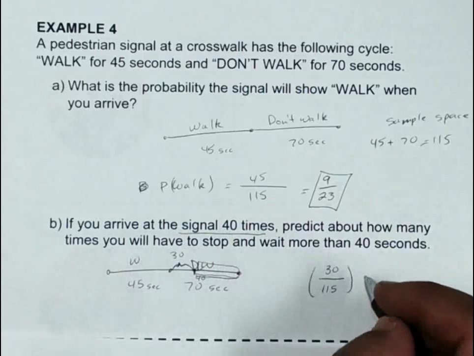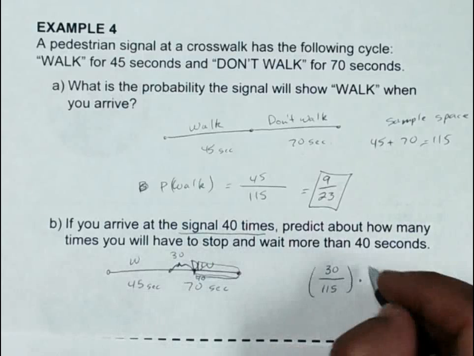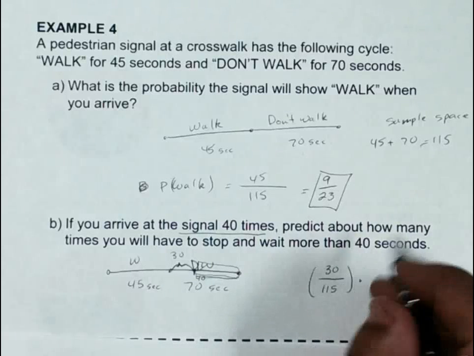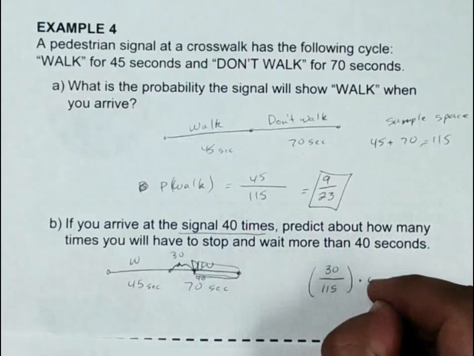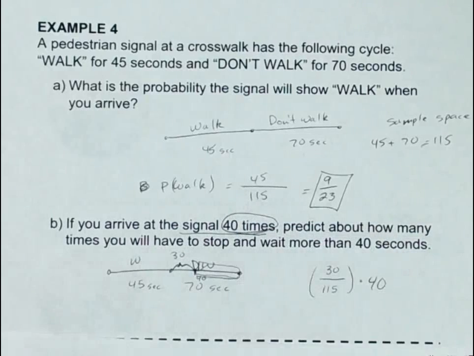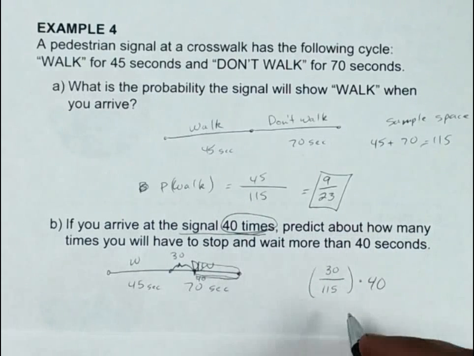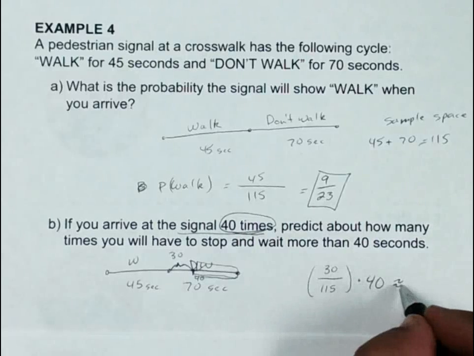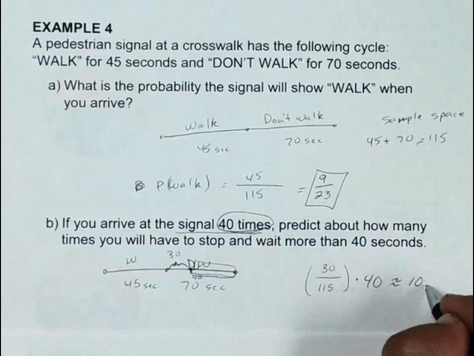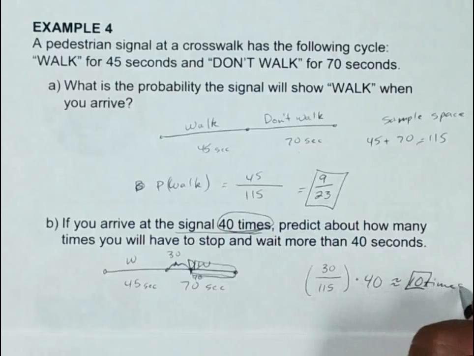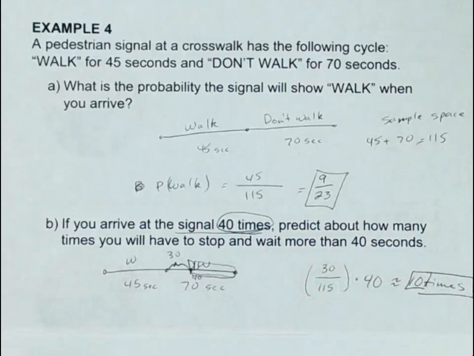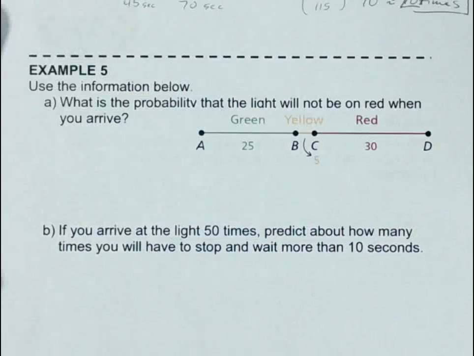Then I want to figure out, if I go 40 times, just at random, how many out of those 40 times am I going to have to wait more than 40 seconds? To figure that out, I take this probability times this 40 to get my answer. When I put that in the calculator and round it, that comes out to about 10 times. So out of the 40, I'll have to wait about 10 times. This is a similar problem. I want you to try this one, and you can check with me in class to see if you got the right answer.